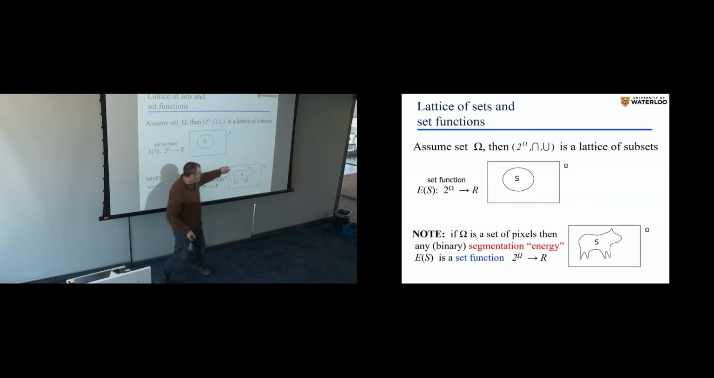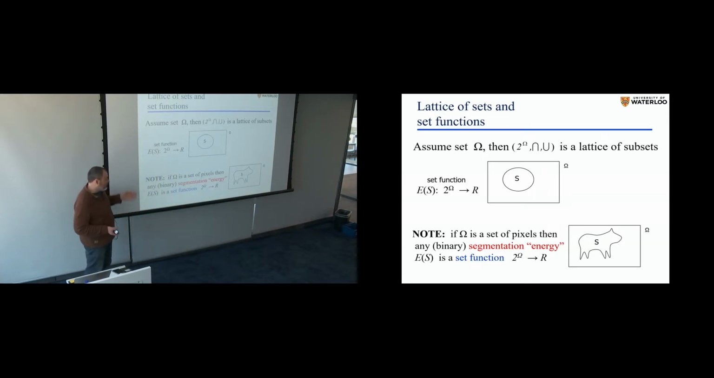Because for me, omega is a set of pixels, and a segmentation is a subset of them. So set functions or segmentation, it's the same problem. It just directly starts right there. And that's all I'm pointing out. At least binary segmentation is, like, if you have an objective for binary segmentation, you have a set function to optimize. I'm just pointing out by the slide, it's the same thing. So when I say set function, it's for your segmentation objective. It just means the same thing.